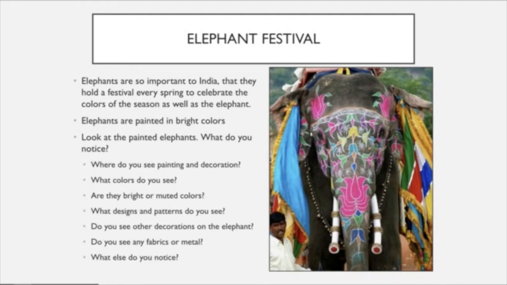What do you notice? We're going to look at some more pictures after this slide. Where do you see the painting and decoration? What colors do you see? Are they bright or muted? What designs and patterns do you see? Are they geometric, floral, organic? What other decorations are on the elephant? Do you see any fabrics or metal? What else do you notice?